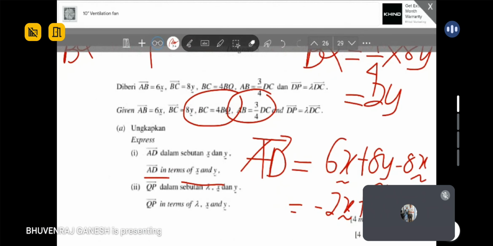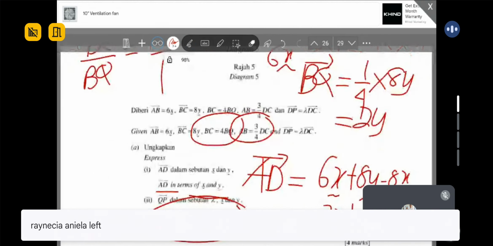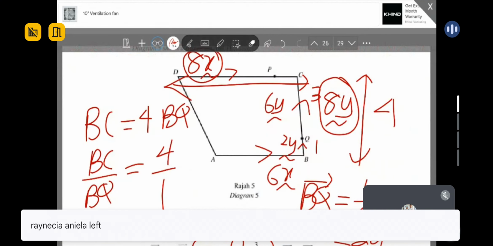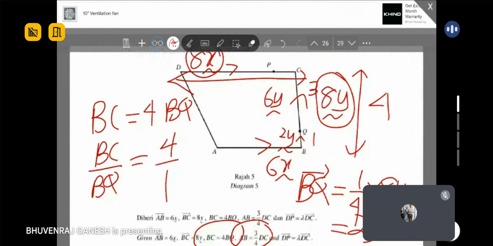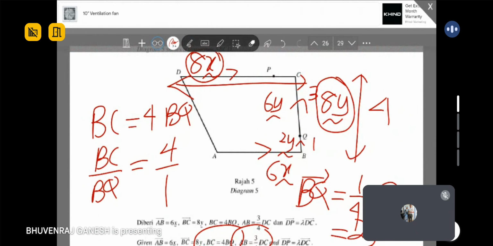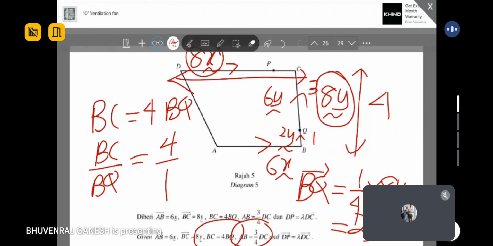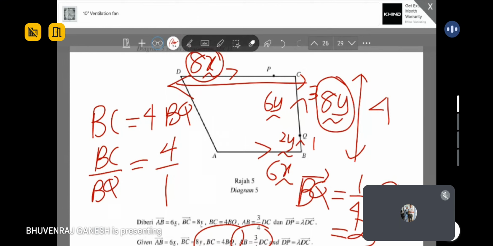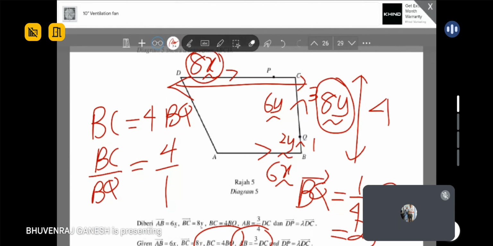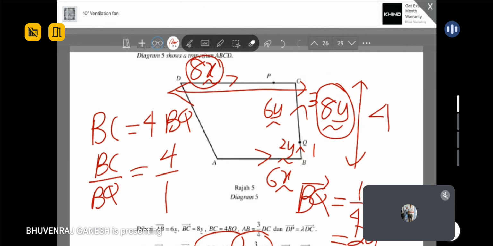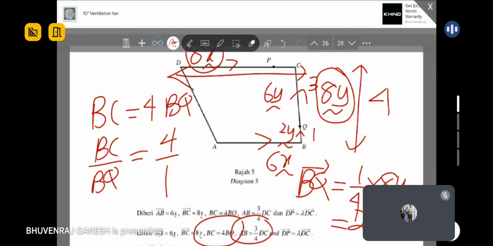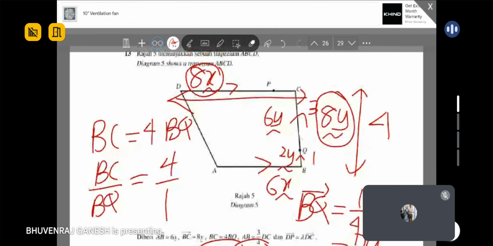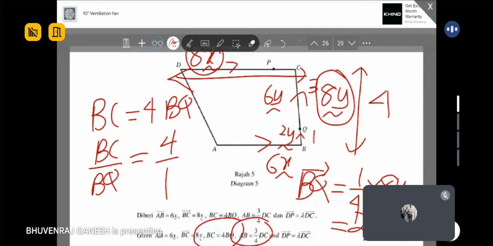Okay, so now question number 2. Soalan kedua. They ask you for QP. Okay, so how do I find QP guys? Very simple. QP is equal to what? This one you cannot find the answer. Kamu tak boleh cari jawapan. You must give in term of lambda. Kamu kena bagi jawapan dalam sebutan lambda. Okay, no other method over here.